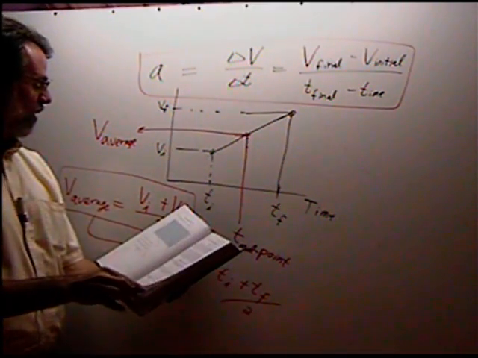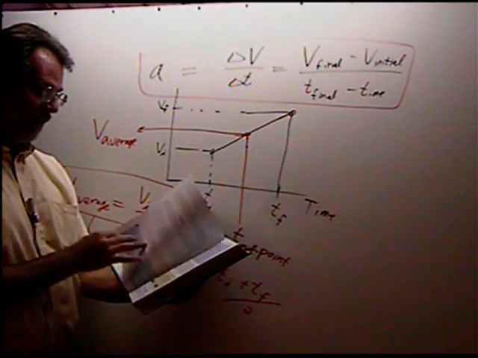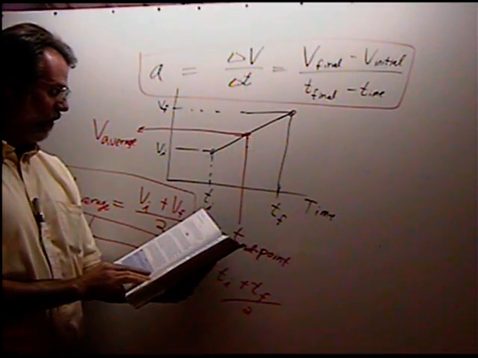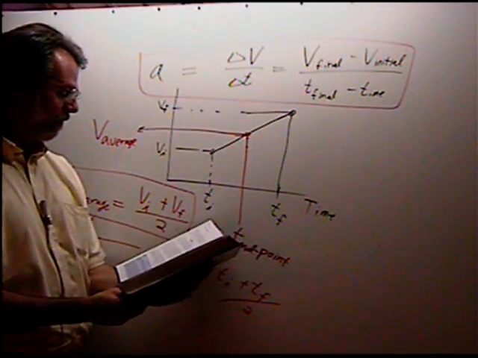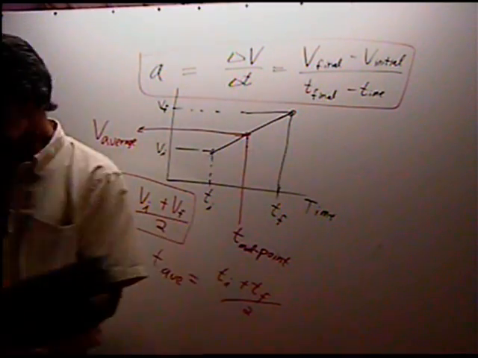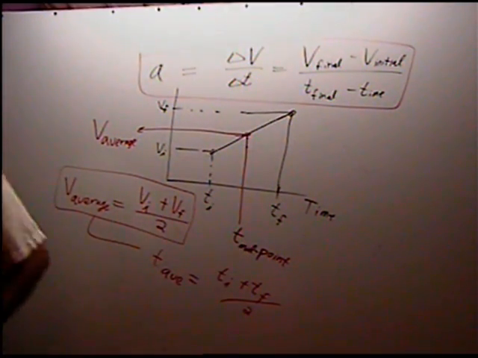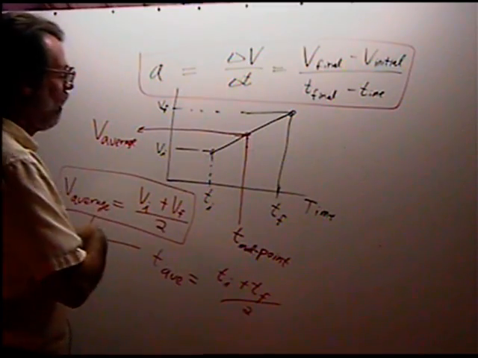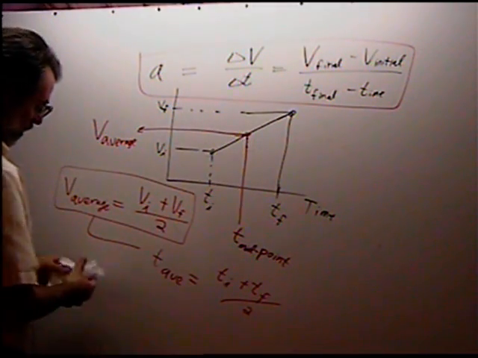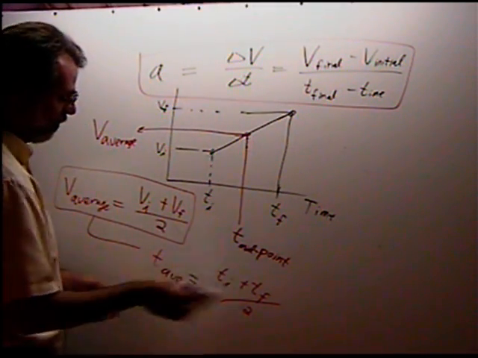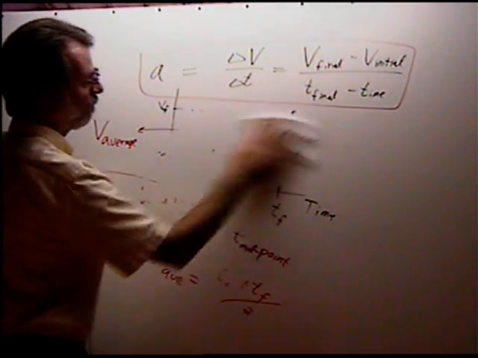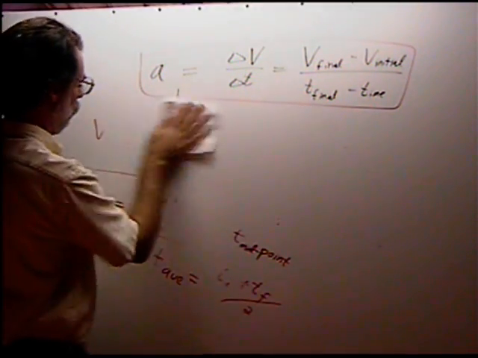Now, if you take your book, we're on page 37. We go over to page 38. Flip over to page 38, and they derive an equation, which we're going to derive also right now.